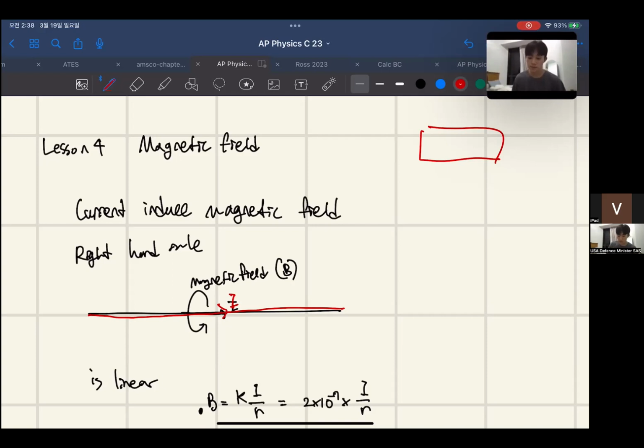And of course, the notation for the magnetic field is B, capital B, and the unit of it is T. Tesla, let's go, Elon Musk. Anyways, you use T or Tesla.